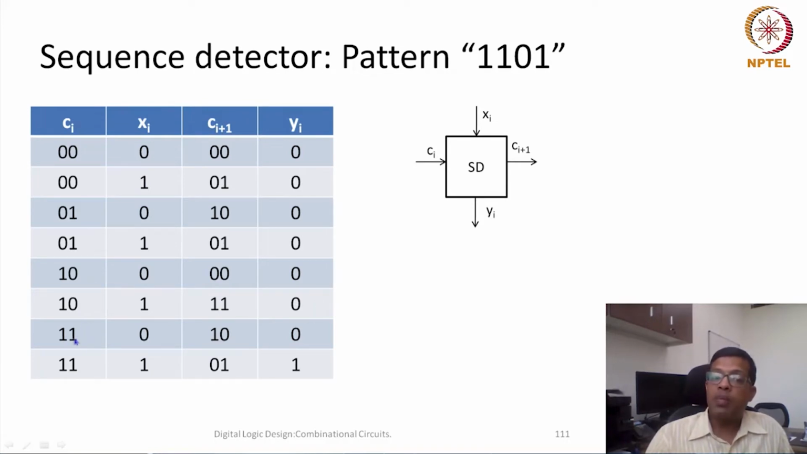Now if 3 bits have already matched and the current input is 0, then it becomes 0 1 0 1. 0 1 0 1 is, we can say, of no use, but we can still say that 2 bits have already matched. We can utilize that, and so the state will become the second state, which means 2 bits have already matched. Now if 3 bits were already matching and the current input becomes 1, that means the output will be 1, and the next carry output would be only a single bit matched, so 1 1 0 1.